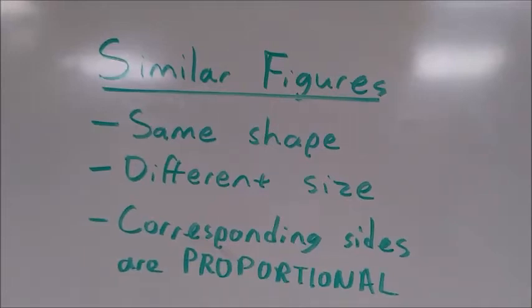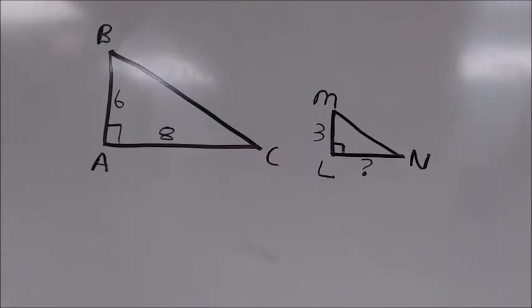As you remember, similar figures are the same shape, different sizes, and their corresponding sides are proportional. Today we're going to talk about triangles. Here's an example. We have a large triangle, ABC, and a smaller triangle, LMN.